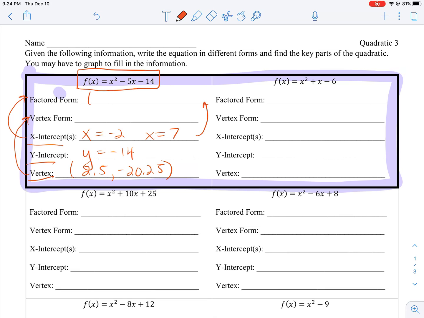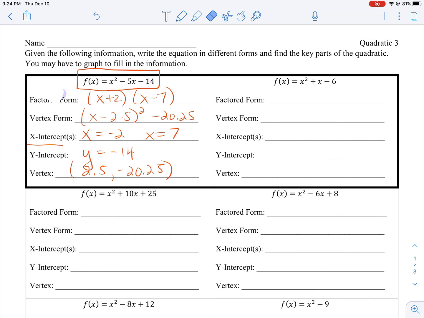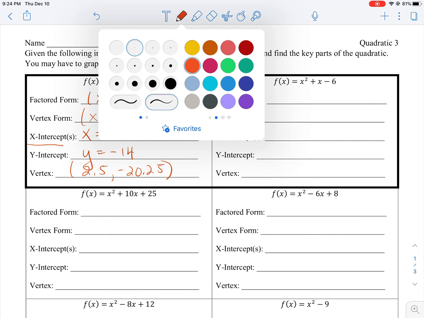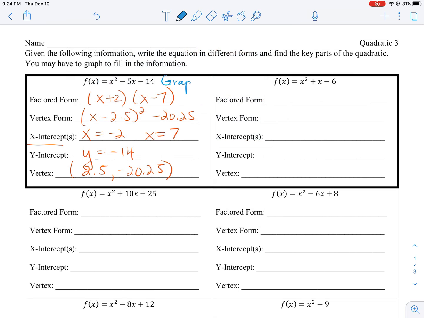So remember, factored form is going to be x plus 2. Remember, because we're writing in parentheses, we're using opposites, and x minus 7. And vertex form is going to be x minus 2.5 squared minus 20.25. Okay, so in this case specifically, I absolutely needed to graph first. So again, because of this situation, I graphed to pull this bottom information and then worked my way back up. So again, when you're given standard form, that's probably your best way to do this.